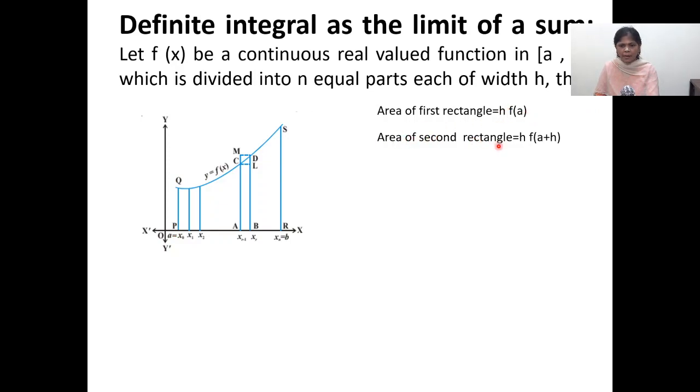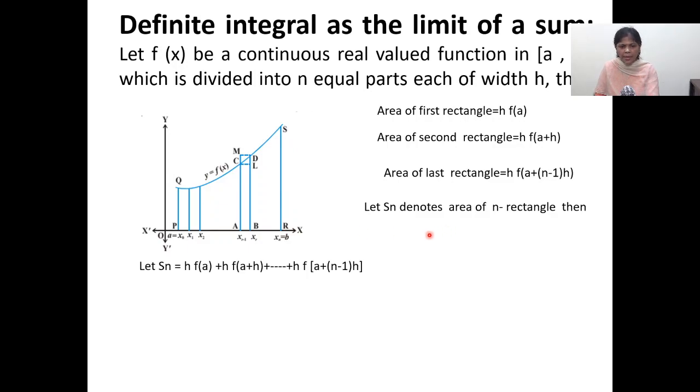Similarly, the area of the second rectangle will be base again h, and the height will now increase by h, so f of A plus h. You can see here x1 is nothing but A plus h, so the height of this function f of x at this point will be f of A plus h. Similarly, we can have the area of the last rectangle as h times f of A plus n minus 1 times h, at the point B, which is xn. If we add all the areas of the rectangles, then we get the sum Sn.